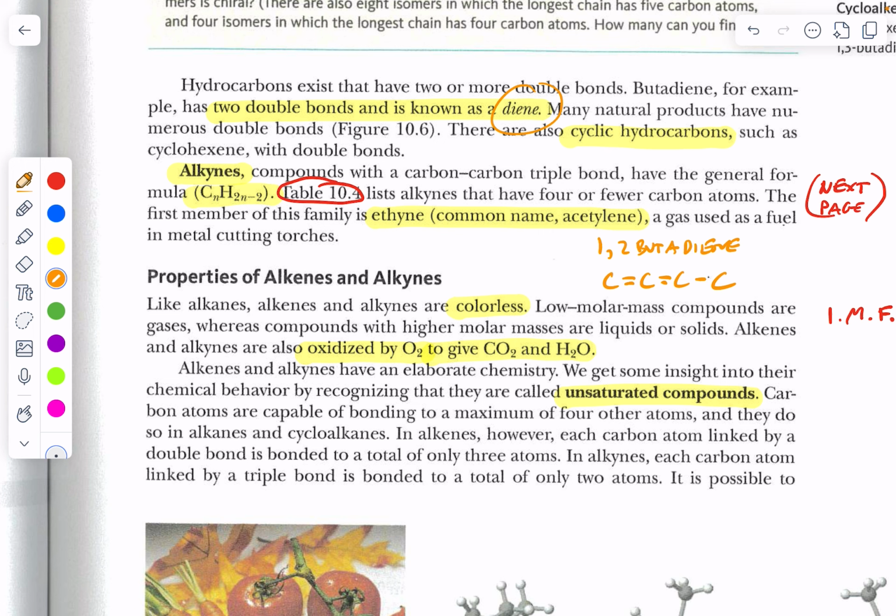Di means I have 2 double bonds. What is the address of the double bonds? Well, we go to the carbon that begins where the double bond is closest to, right here. This is carbon number 1, carbon number 2, carbon number 3. And so carbon number 1, this one right here, begins a double bond, and carbon number 2 begins a double bond. So this would be 1,2-butadiene. You can even have triene.